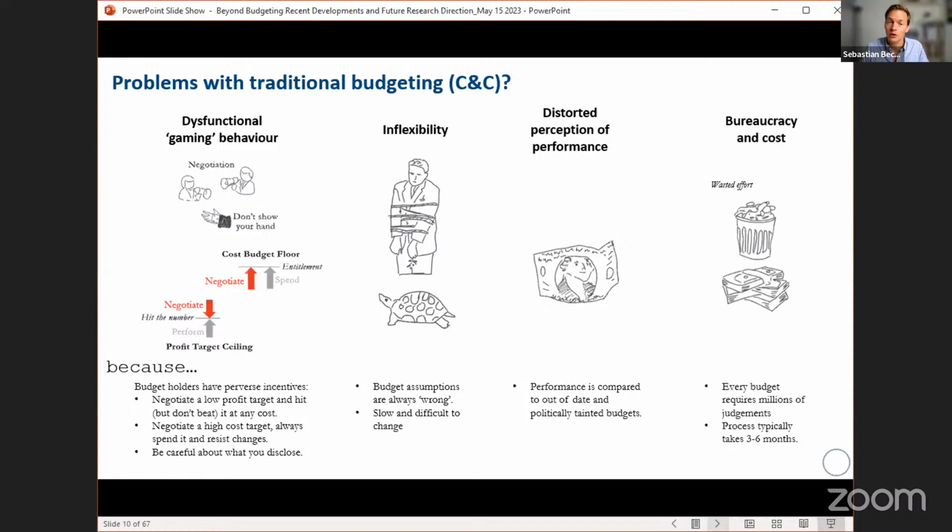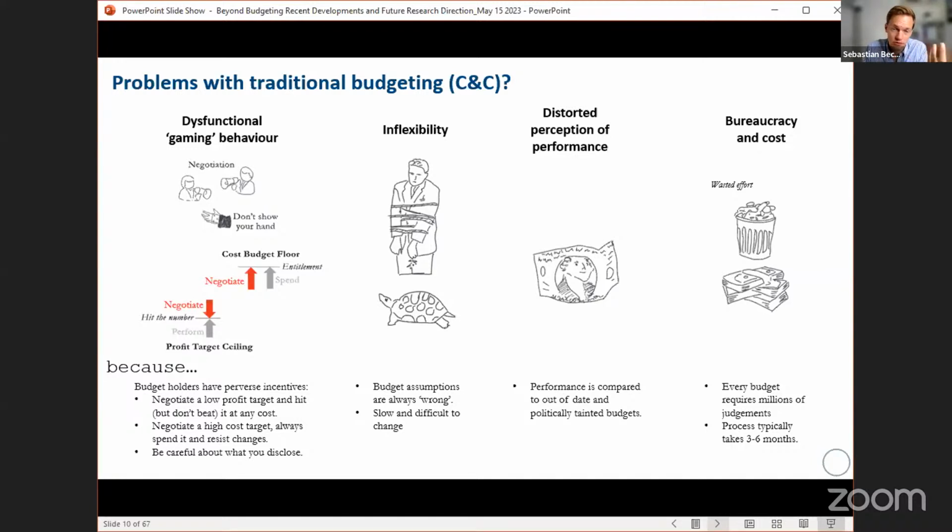And fourth, we have a lot of bureaucracy and cost. So I mentioned already, it takes some organizations 3 to 6 months or whatever to come up with their budget. So you're spending a lot of energy of people for a set of numbers, which are potentially outdated already by January 1st. So that's another problem.